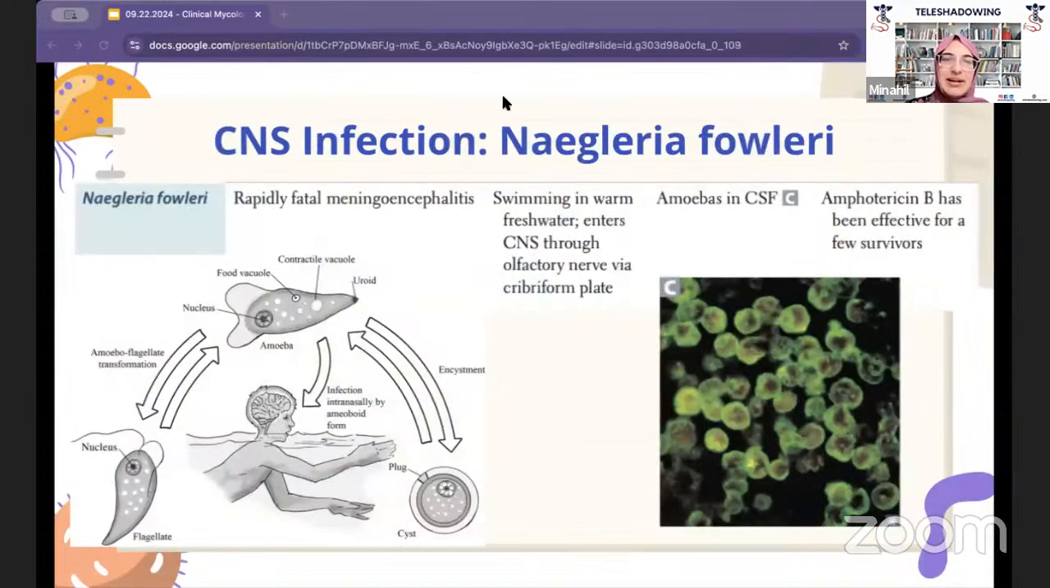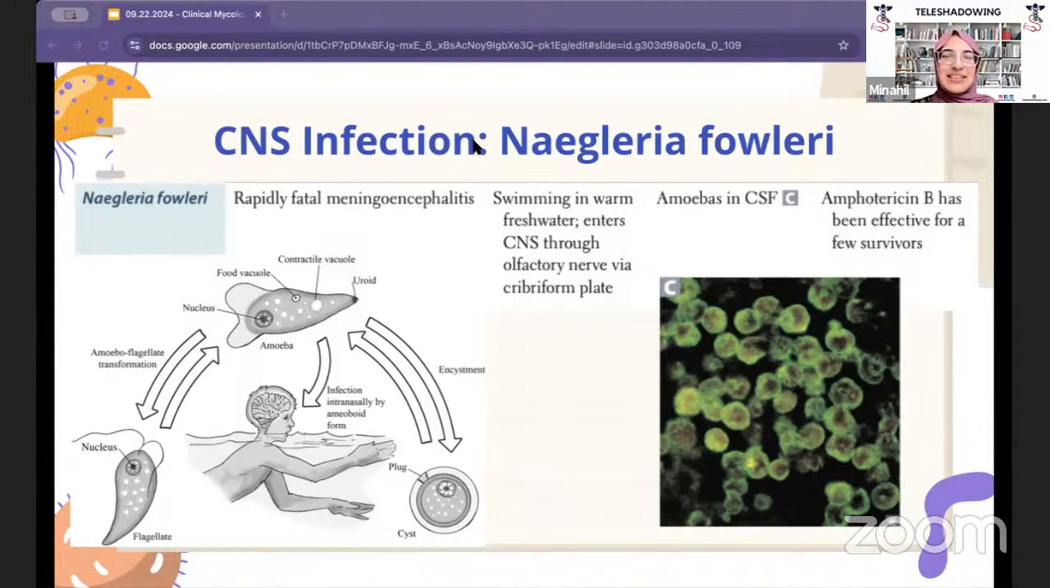Now we're going to learn about a CNS, or central nervous system, infection protozoa, right? This is still a protozoa, Naegleria fowleri. And this is known as the brain-eating amoeba. And I just wanted to talk about this one because people talk about brain-eating parasites all the time, I feel. And I was very surprised that it's actually a real thing.